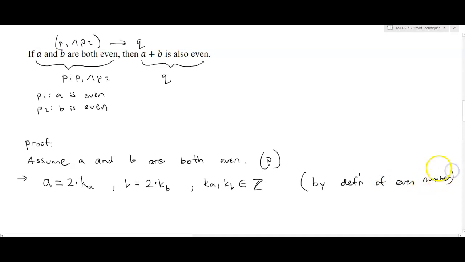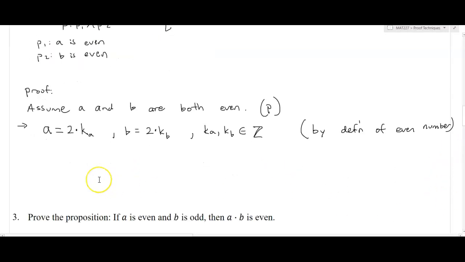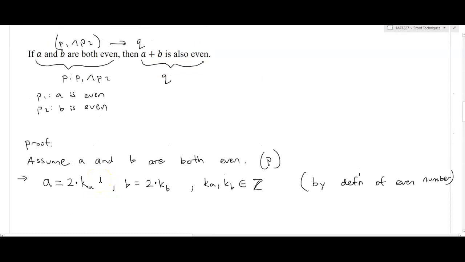So we haven't done any black magic here at all. It's not like we pulled a rabbit out of our hat. We are using definitions now to logically break down this premise into something that involves equations. And when we have equal signs, then we can actually combine things. So the next thing I want to do is, all right, so how am I going to end up at A plus B is also even?